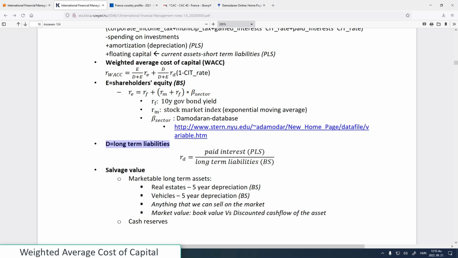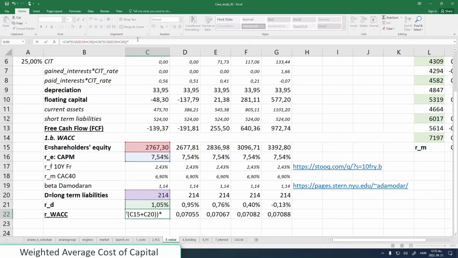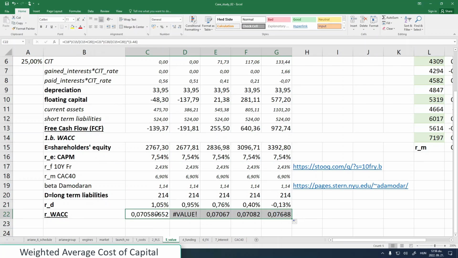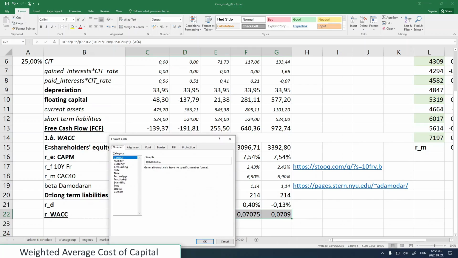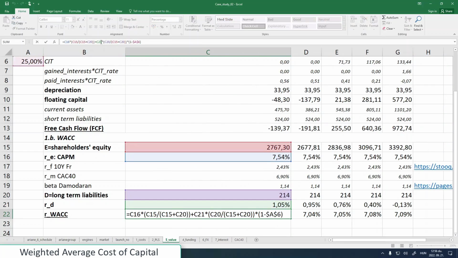Do I forget something? Yes! I nearly forgot the CIT rate. This is how you can do it: 1 minus this. I will reopen it, and I have to also fix this because otherwise it will not show, creating a nice percentage. Okay, so it takes a lot of place, so now you can see.